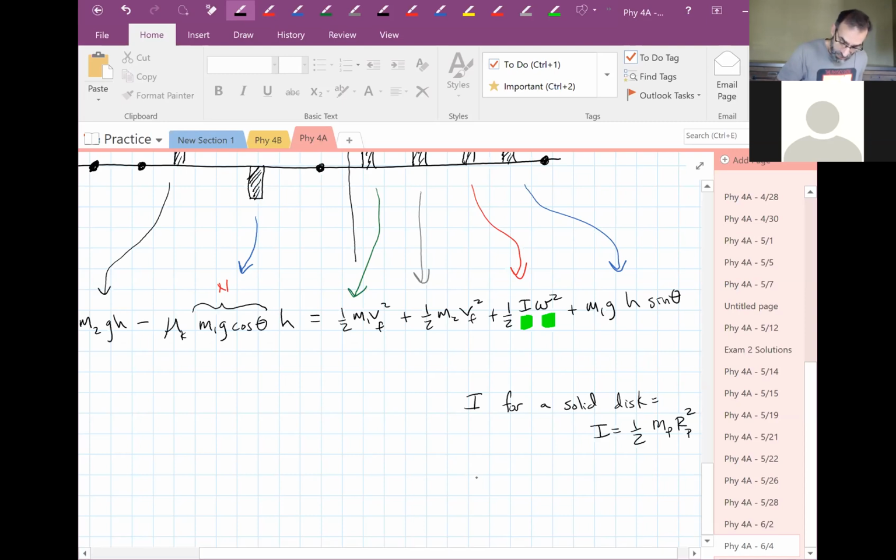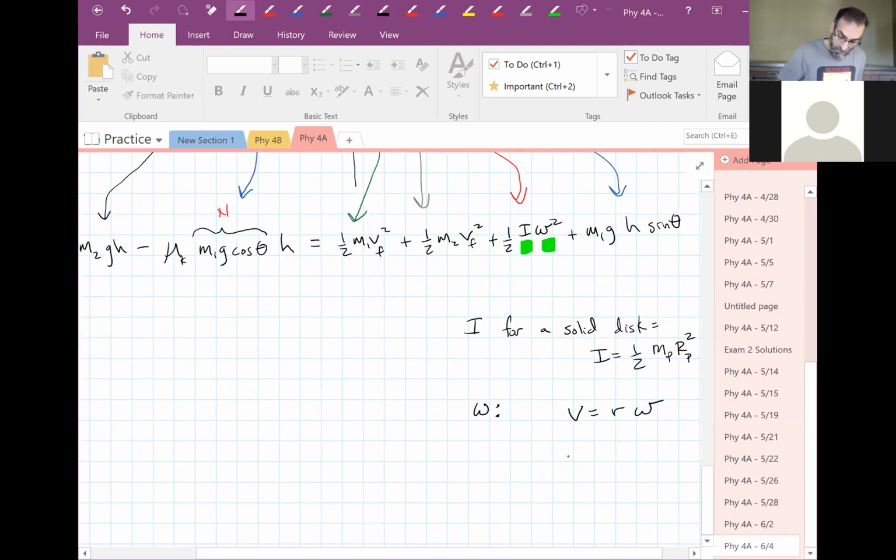So omega, how do we get omega? We get it from the fact that the tangential velocity at the rim of the pulley is equal to R omega. So V final is R times omega final. We plug that into our equation.